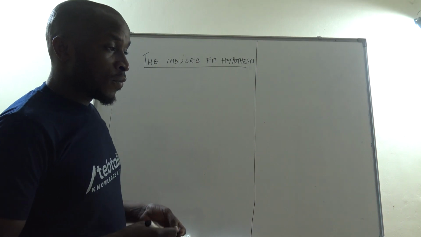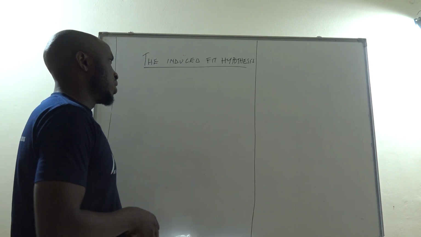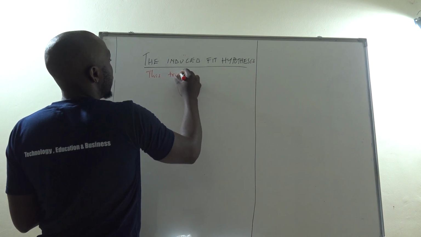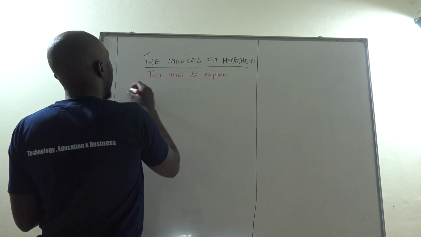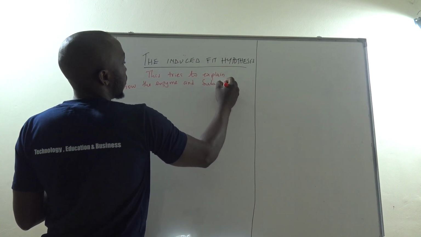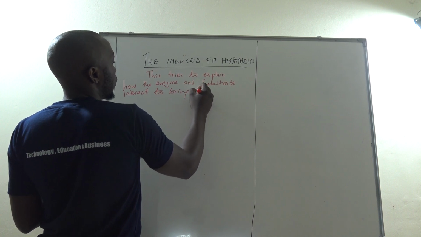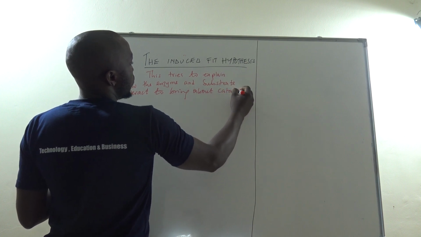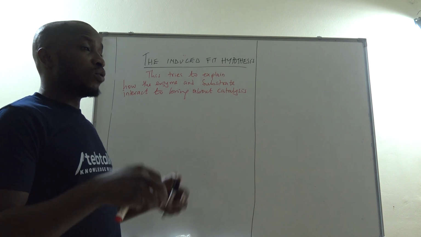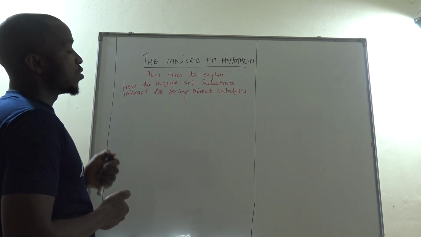Remember, we discussed them earlier. These are mechanisms that are trying to explain how enzymes and substrates interact. We can also write it here and say, this tries to explain how the enzyme and the substrate interact to bring about catalysis. How do these interact to bring about catalysis? We talked about catalysis yesterday. It is all about lowering the activation energy such that the reaction can continue with minimum energy.